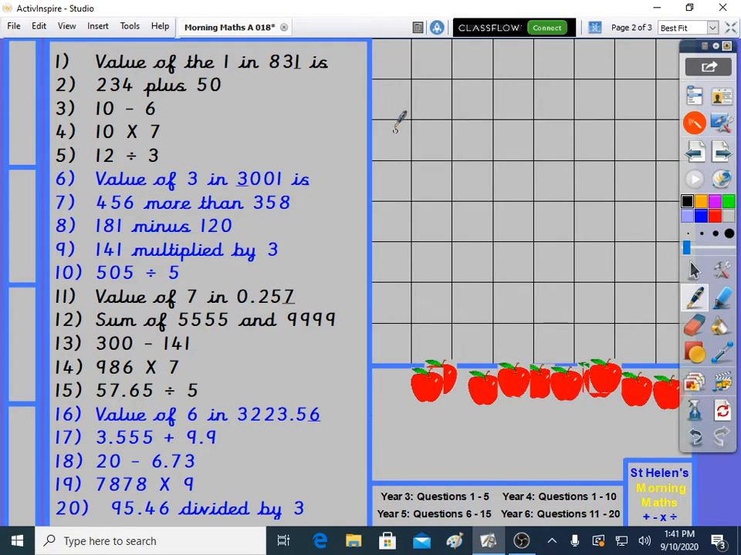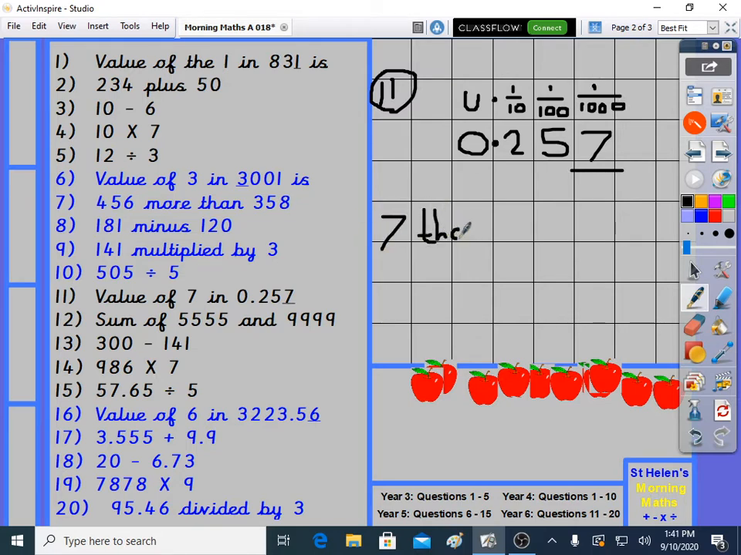Year 5 level, question 11. Value of 7 in this decimal number, 0.257. Units is before the decimal point. Tenths, I'll do it with these little fraction hats this time. Hundredths and thousandths. We're looking for the value of the 7 thousandths. That's how you write it, 7 thousandths.